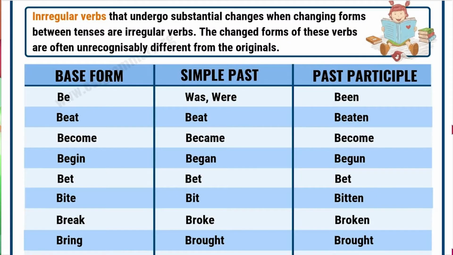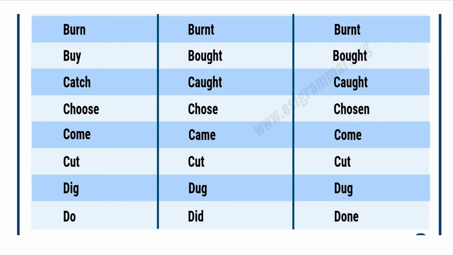The irregular verbs undergo substantial changes when changing forms between tenses. So for example, the base form be, okay, you cannot add D, bid, or bed. No, you cannot do that. Okay? You change to was or were for the simple past and for the past participle, been. Okay, so there are a lot of lists for the irregular verbs. All you have to do is to just type it in Google, and it will tell you a lot about irregular verbs.